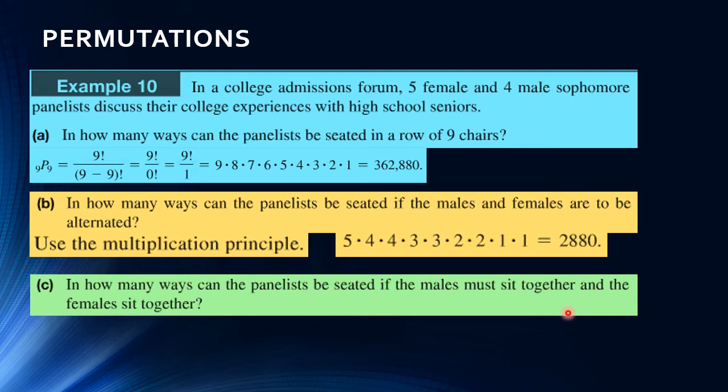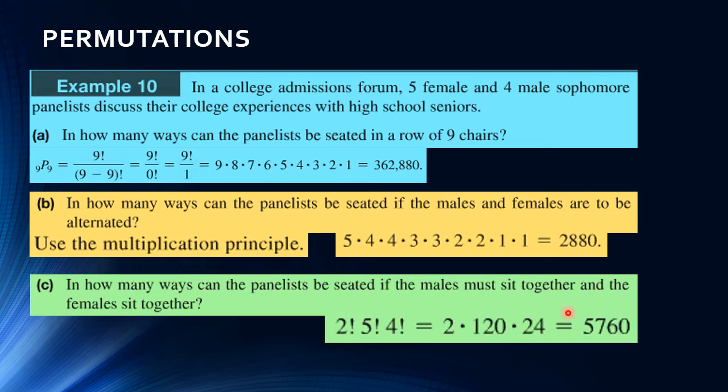In how many ways can the panelists be seated if the 5 females must sit together and the males sit together? Well, here we have the 5 factorial and the 4 factorial, because that's the different ways to put each of those in a group, right? We can put 5 things taken 5 at a time gives us 5 factorial. 4 men taken 4 at a time gives us 4 factorial different ways to arrange them. But why this 2 at the front? Because in this case, we could start with the women at the front or the men at the front. And so we have 2 different options of each of those groupings.